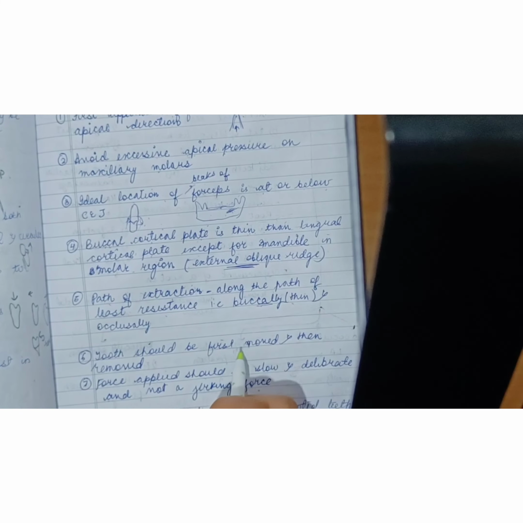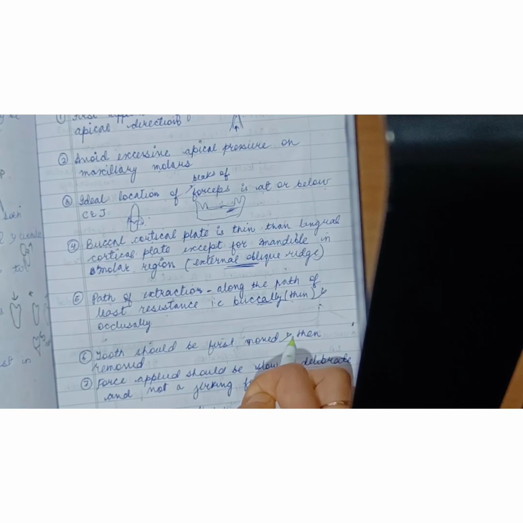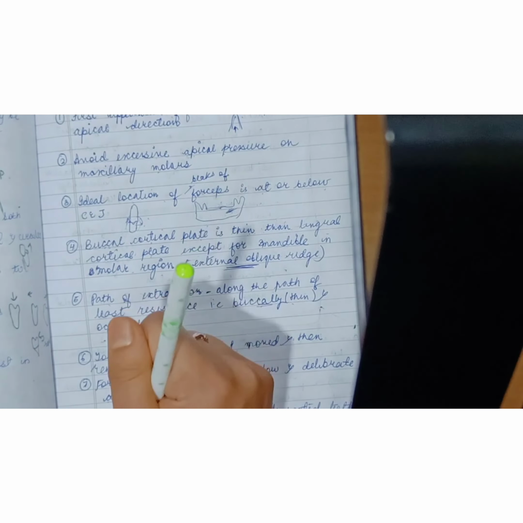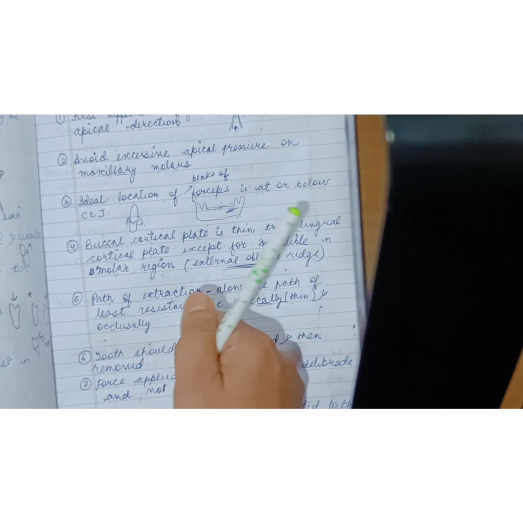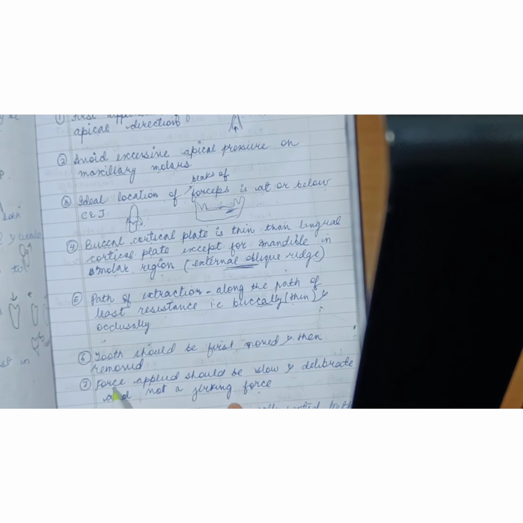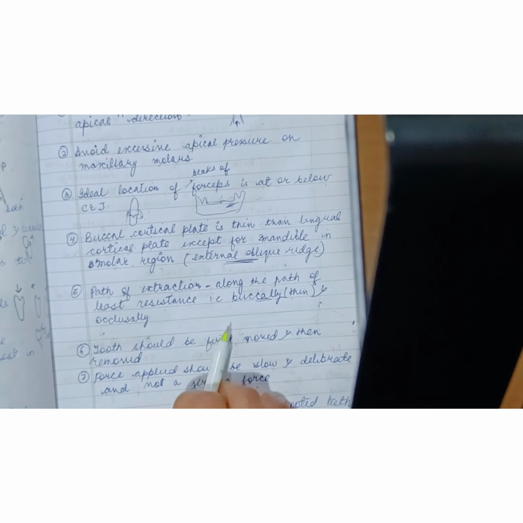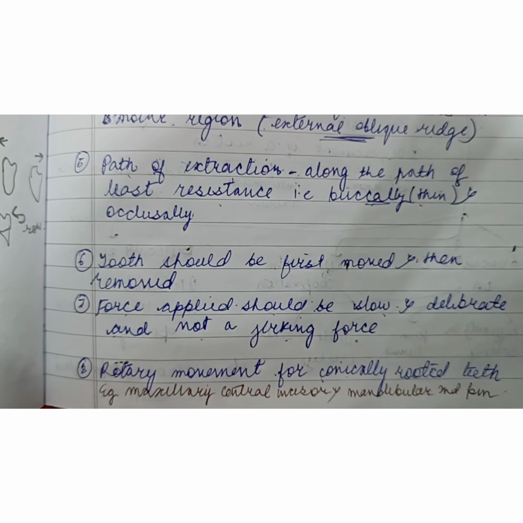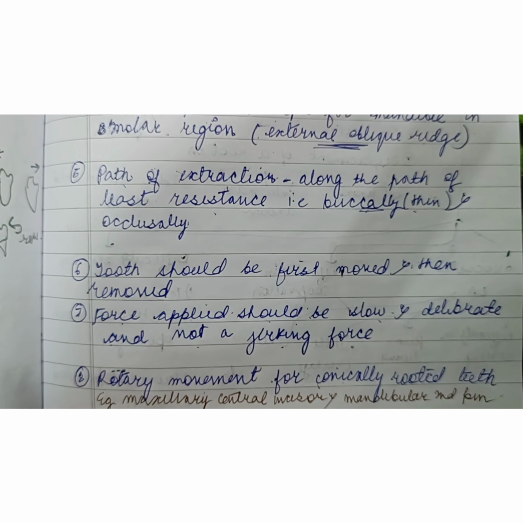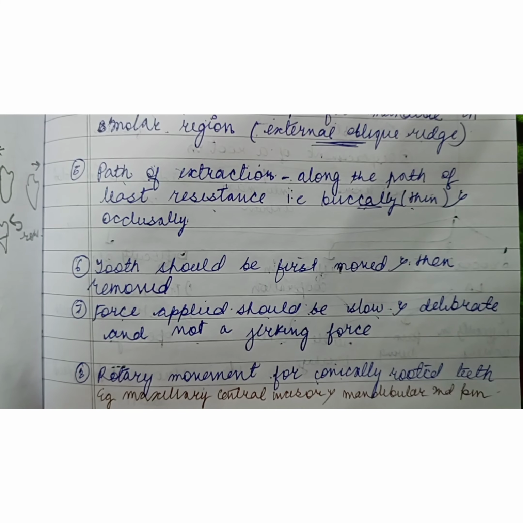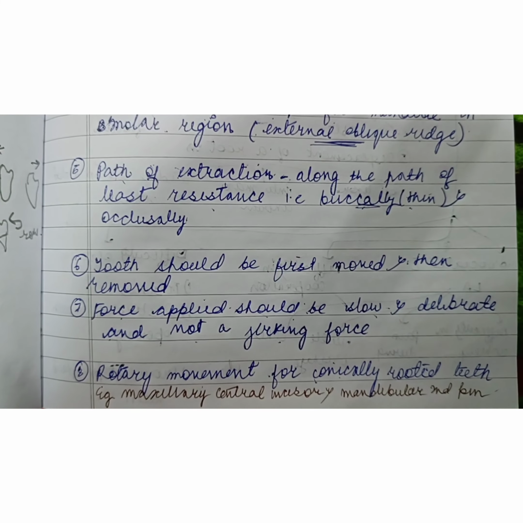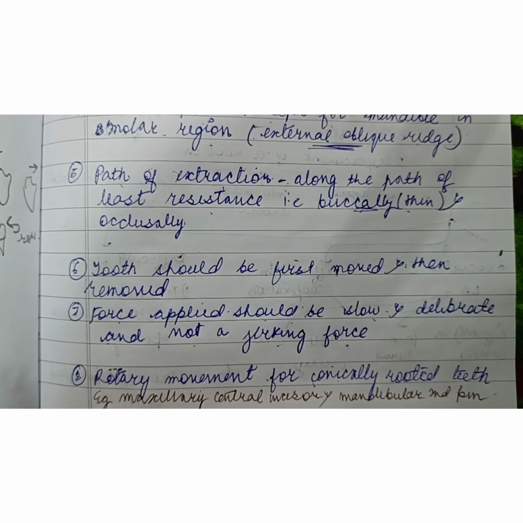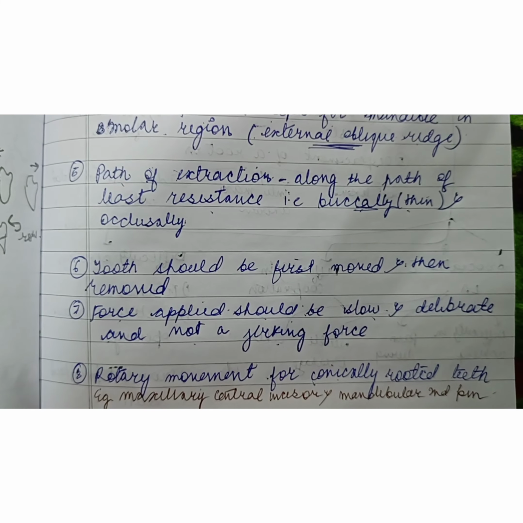Then the tooth should be first moved and then removed. We do not just hold the forceps and remove the tooth. We have to first move the tooth, that is, dilate the socket, and then the force applied should be slow and deliberate, not a jerking force. When we apply the force, we do not apply a jerking force. The force should be slow and deliberate. And rotary movement is used for delivering conically rooted teeth out of the socket. For example, in maxillary central incisors and mandibular second premolars, we use the rotary movement.